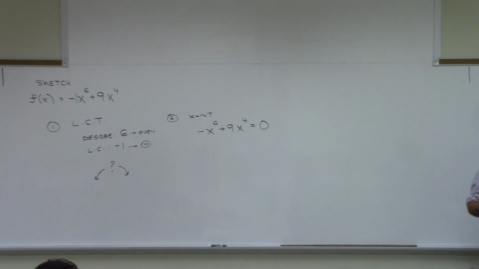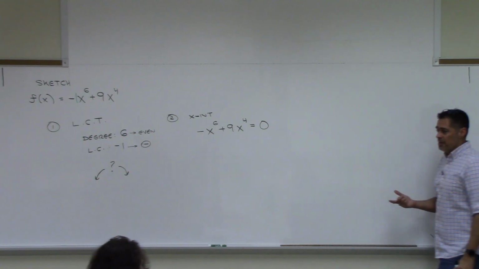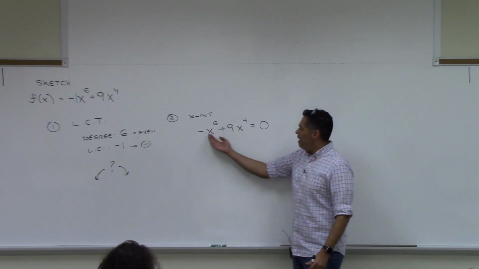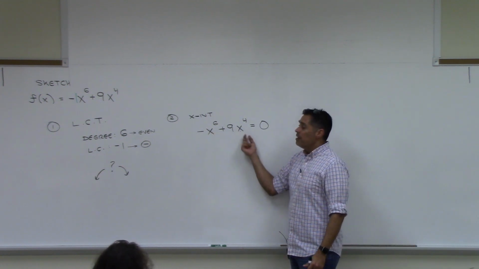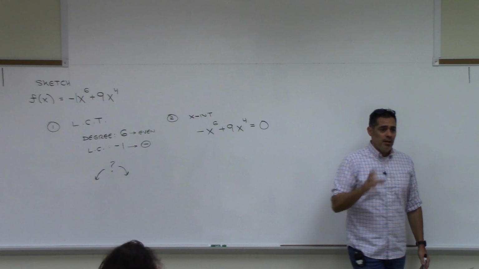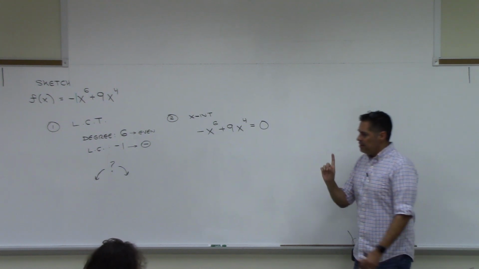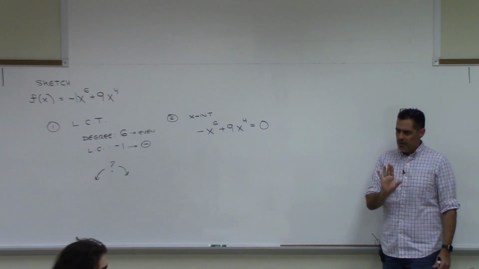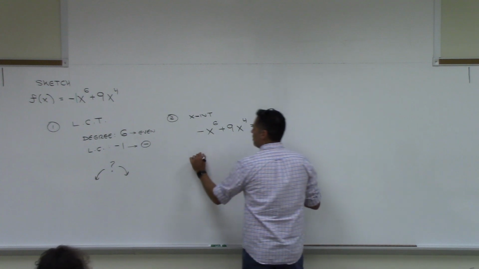And the first step to factor anything is GCF. So what do these both have in common? They both have an x to the 4th, right? So I can pull an x to the 4th out. Now this is a tricky little piece right here. If you pull x to the 4th out, let's see what we get.